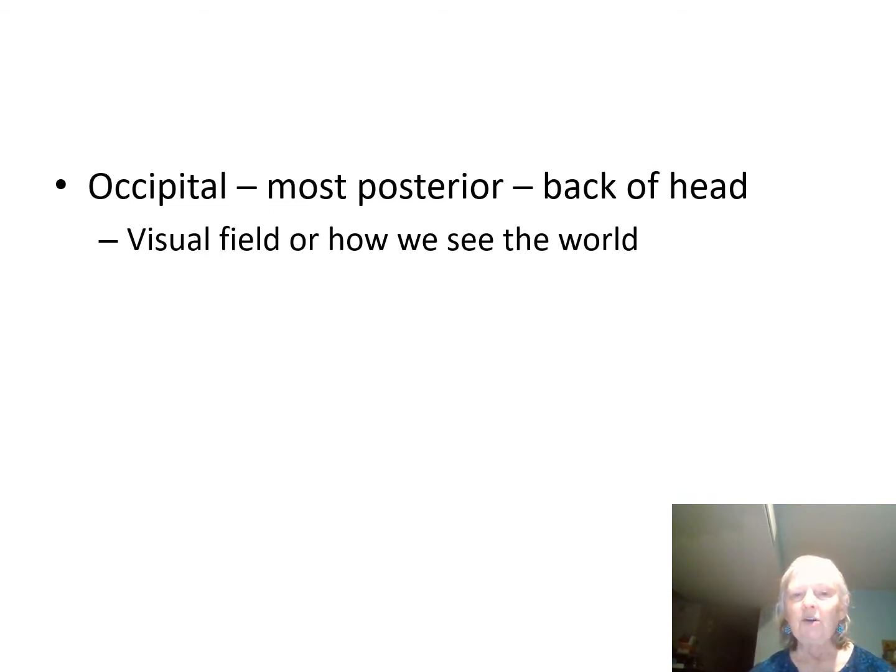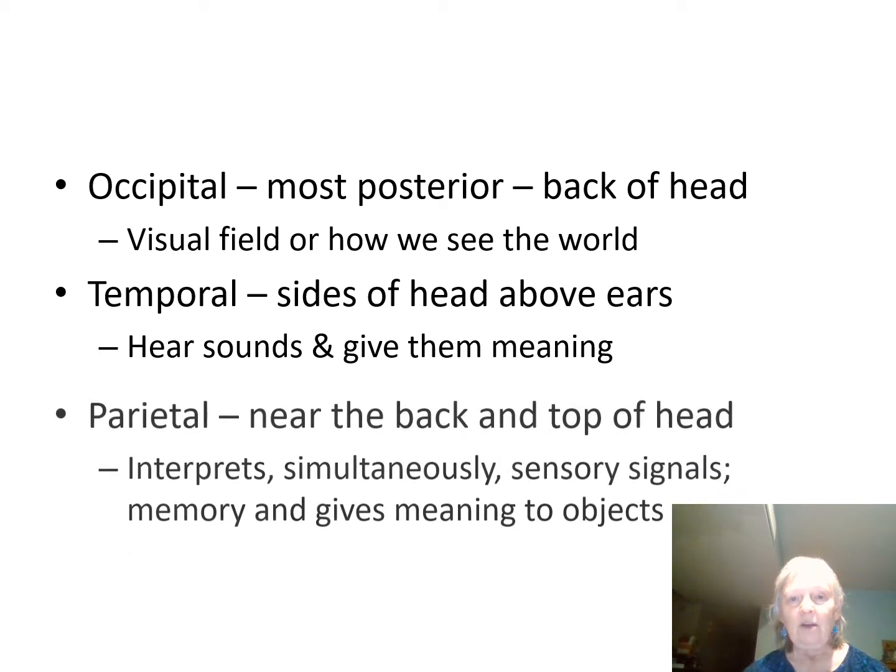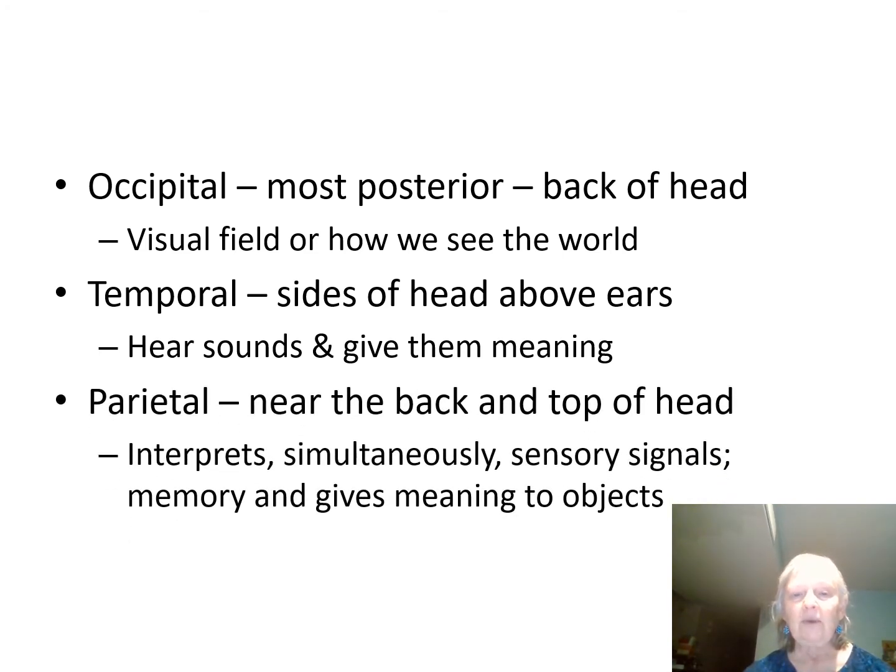Occipital is the most posterior. This is basically how we see the world. The temporal is the sides above the ears. This is another area where language is also stored. And then the parietal is near the back top. This one is associated with sensory cortex, processing information about your touch, your taste, pressure, pain, heat, cold, and then works on a little bit of all of those.